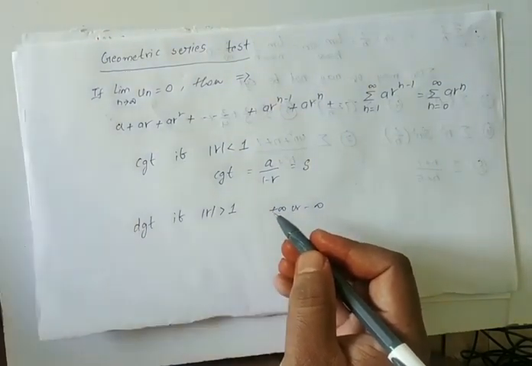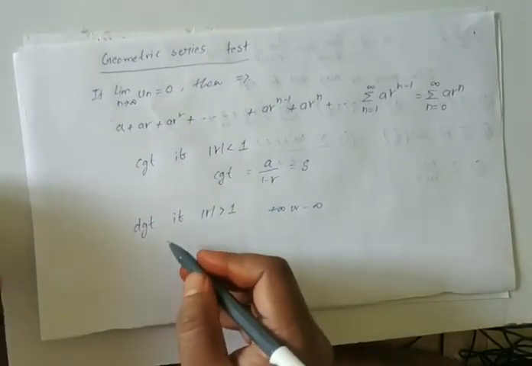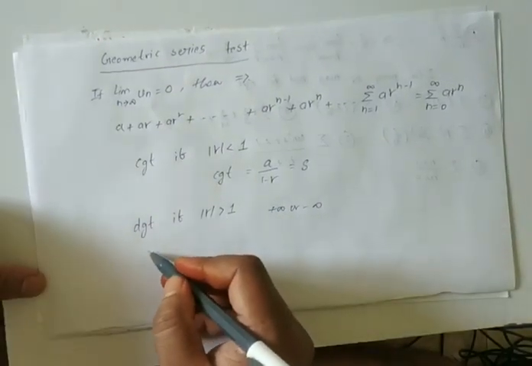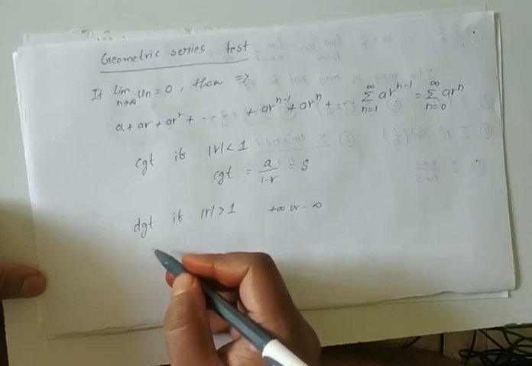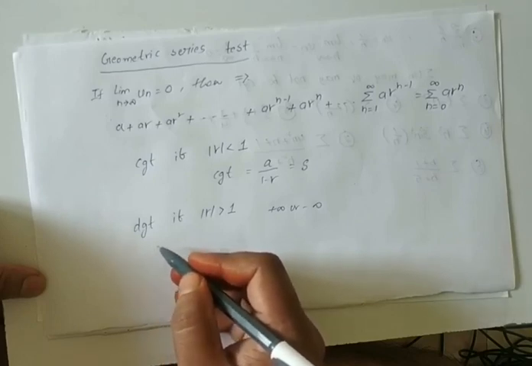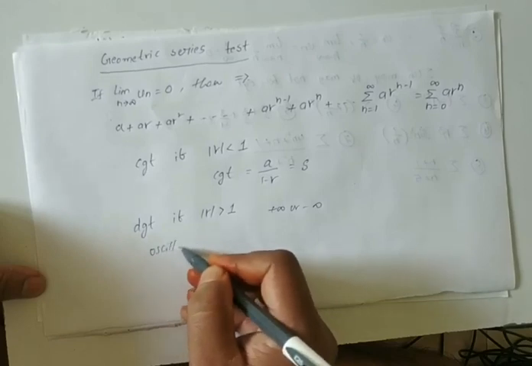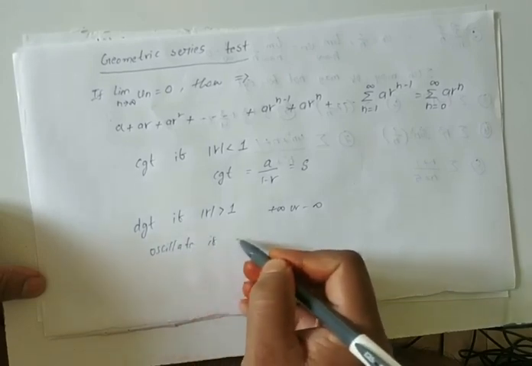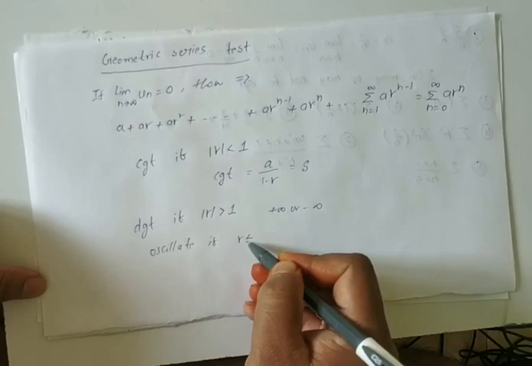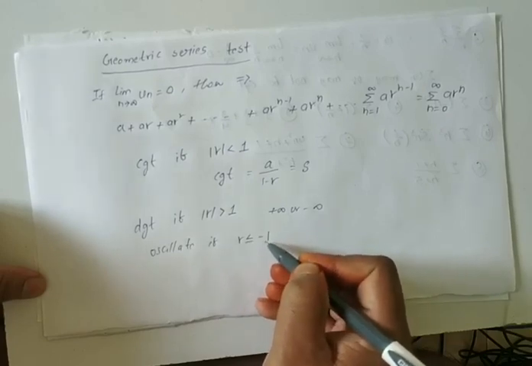Next, the geometric series oscillates. That means the geometric series is said to oscillate if r is less than or equal to minus 1.